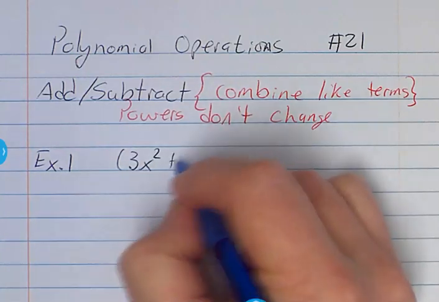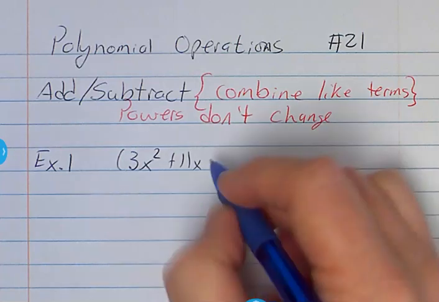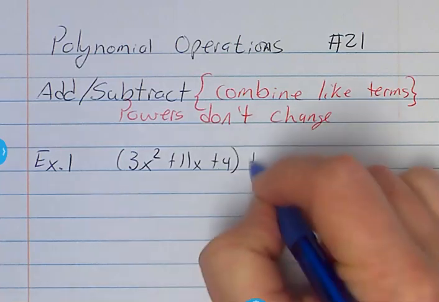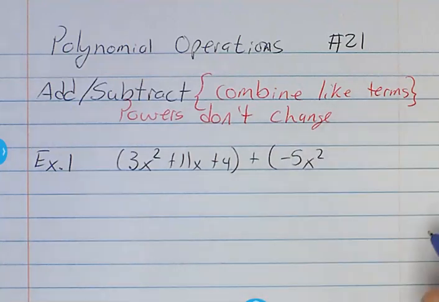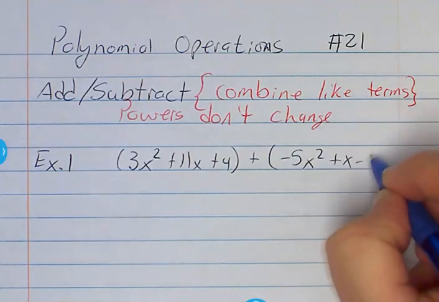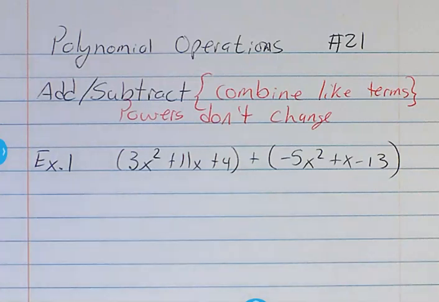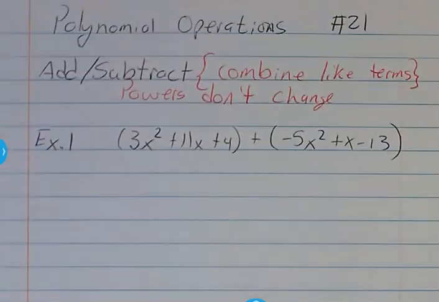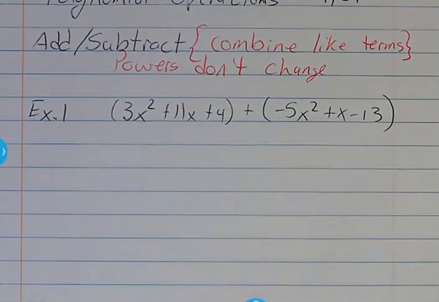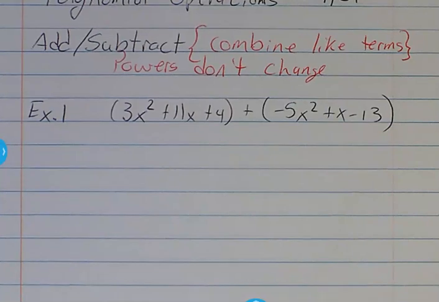Okay, so if we're doing 3x squared plus 11x plus 4, and then adding that to negative 5x squared plus x minus 13. Okay, and I'm going to go highlighters just because it's easier to see everything and what's going on with it so we can match up. So again, adding, subtracting, all you're doing is combining the like terms as you go through these.